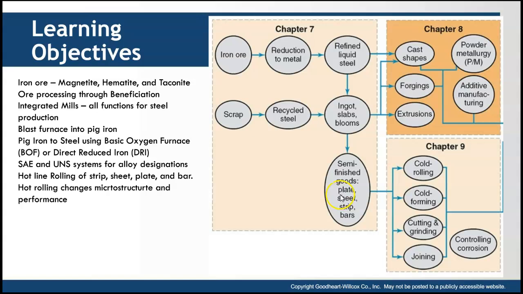So now we're going to continue on into Chapter 8 with, notice we don't get into plate, sheet, or strip bars. That is, of course, the semi-finished goods here at this stage where we're at the ingots and slabs and blooms. Now we're going to go into Chapter 8 where we're going to talk about casting, shapes, forgings, extrusions, and some of the other processes to make steel, and that's what Chapter 8 is all about here.